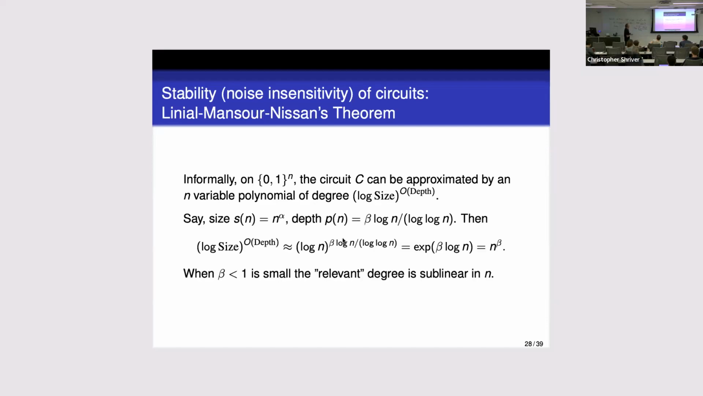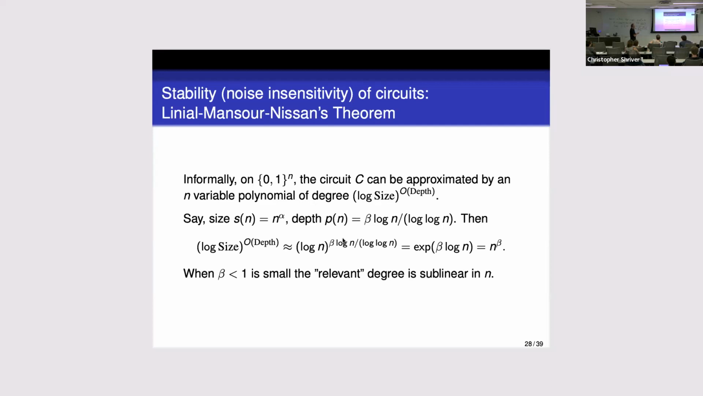Let's get some assessment of what kind of coefficient sizes we need to drop when we do that. Let's say our circuit is polynomial size, depth log n over log n. What is the log size to the order depth? Well, it's log n to the alpha, but alpha is going to disappear, and the depth beta log n over log n, and then a simple calculation shows you that this is n to the beta. So if beta is less than 1, then the degree is sublinear in n.